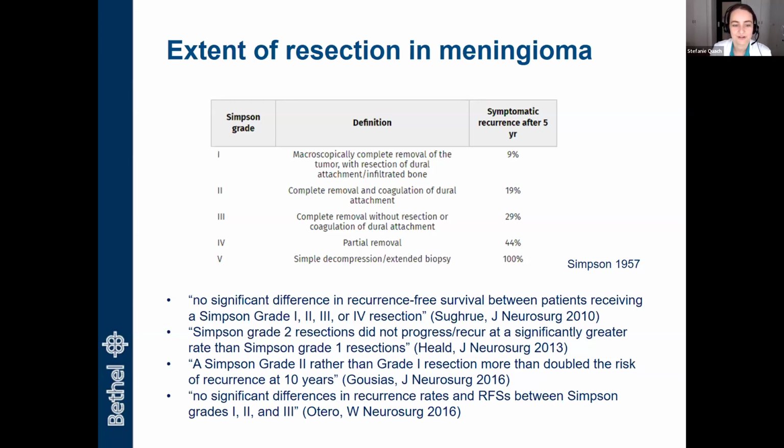Some groups found no significant differences in recurrence rate between Simpson's grade 1, 2, and 3. I think that partial removal has a higher recurrence rate than complete resection is out of the question. This has been shown, but especially in the lower grades, there's some debate how extent of resection should be described and how it should be managed.